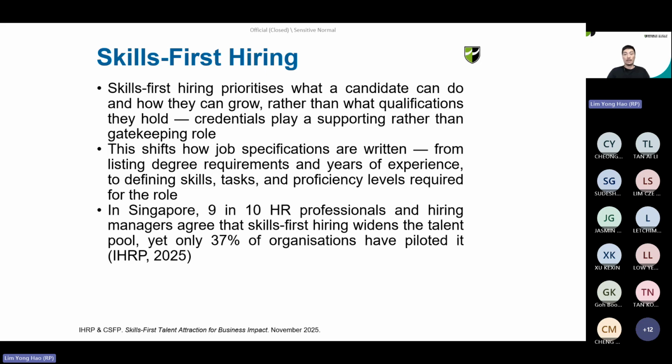Technical skills may be assessed by some form of test, right? So they may be required to do a particular task, or perform a series of activities, right?